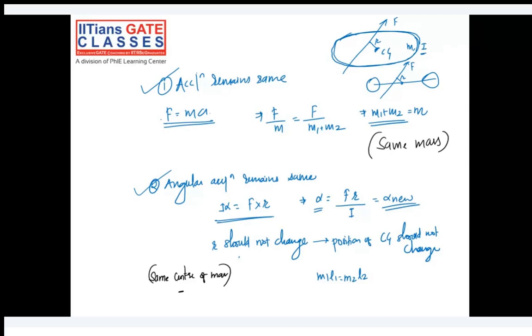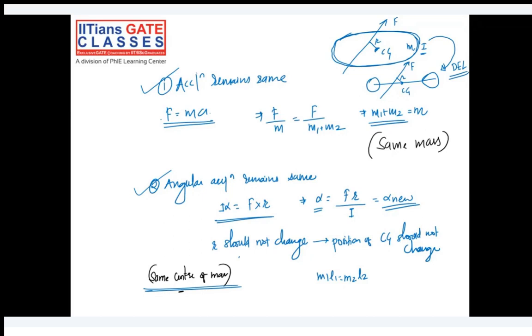Okay, I'll repeat. So this link you are converting into this dynamically equivalent link. In this link also, the force will act at a distance r from the CG. Your CG location should not change. Your center of mass should not change. Then only you will achieve the same angular acceleration alpha.